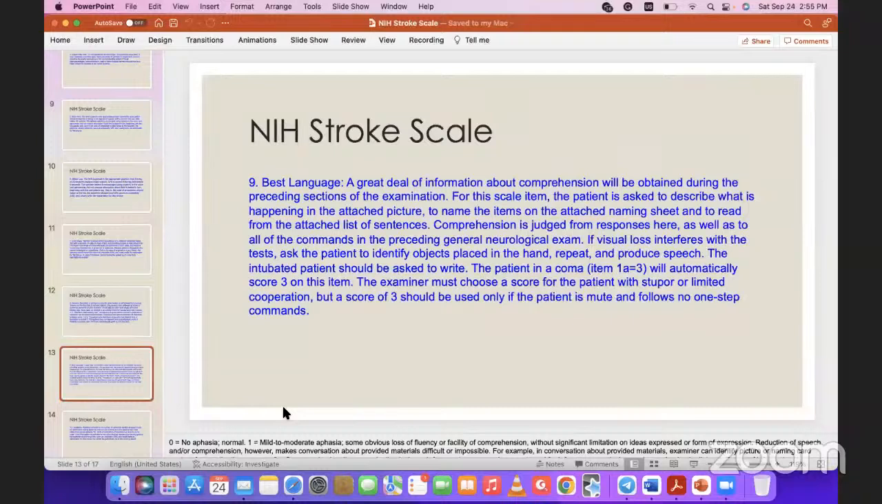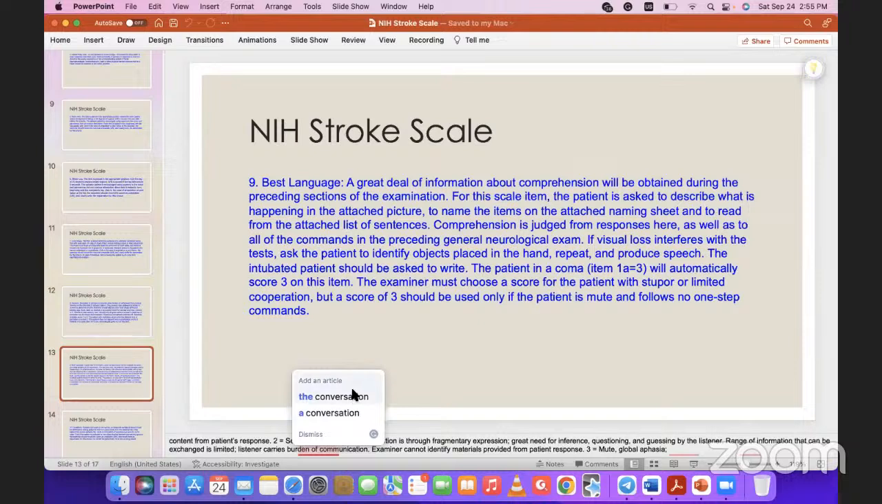The key score here: 0 if there is no aphasia, that means normal. 1, mild to moderate aphasia, or some obvious loss of fluency. And 2, if there is severe aphasia.